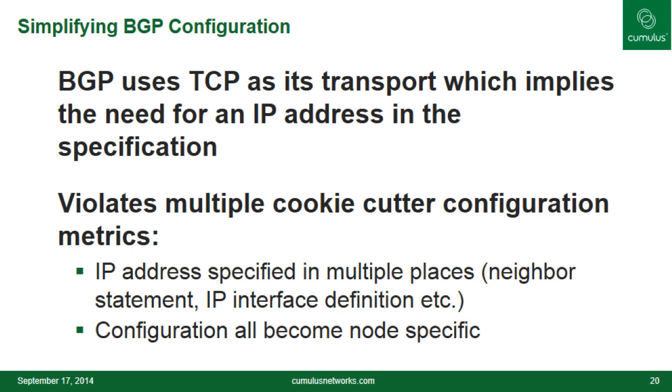First of all, the IP address is specified in multiple places. It is specified in the IP interface definition, and it is specified in your neighbor statement. As a result, all the configuration becomes node-specific. It would be good if we could make BGP not be node-specific as well.